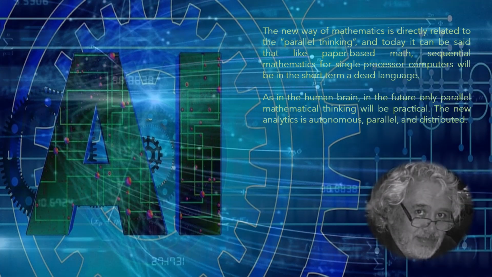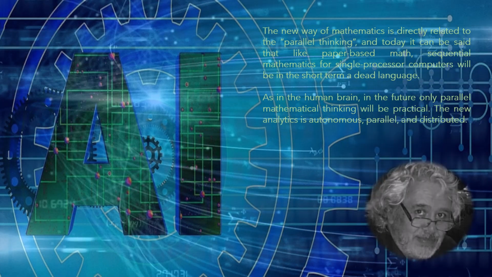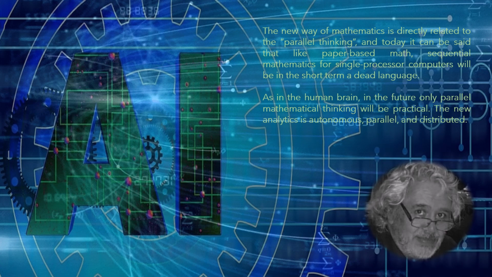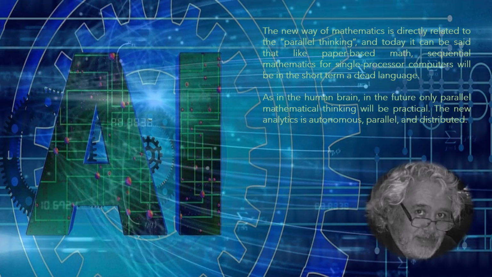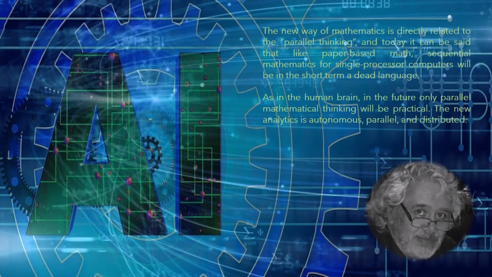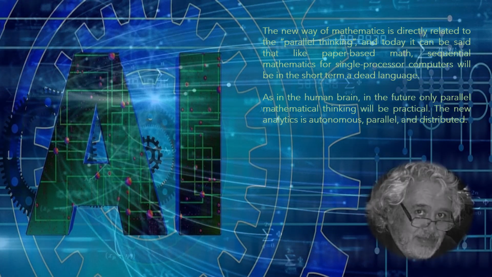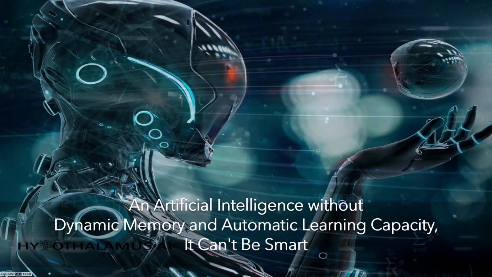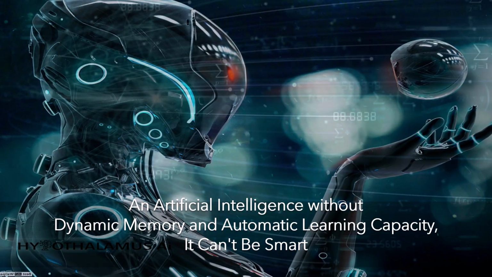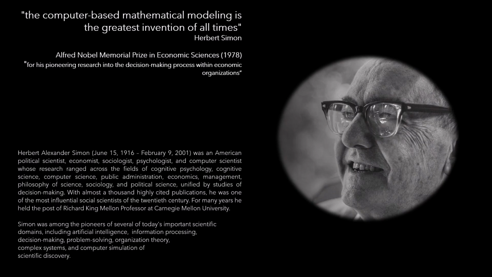The new way of mathematics is directly related to parallel thinking, and today it can be said that, like paper-based math, sequential mathematics for single-processor computers will be in the short term a dead language. As in the human brain, in the future only parallel mathematical thinking will be practical. The new analytics is autonomous, parallel, and distributed. An artificial intelligence without dynamic memory and automatic learning capacity can't be smart. Like Herbert Simon, Hypothalamus AI believes that computer-based mathematical modeling is the greatest invention of all times.